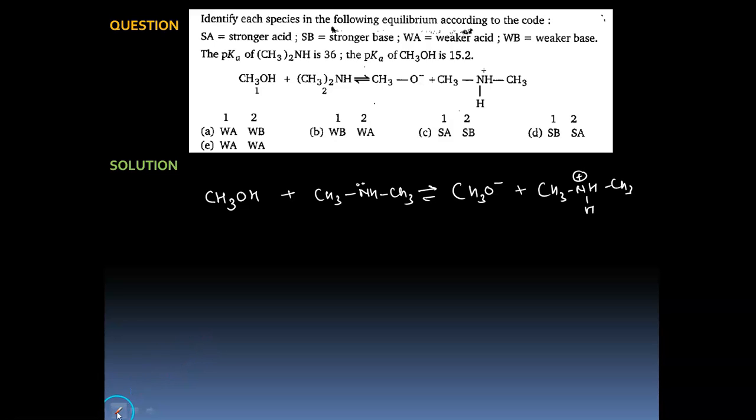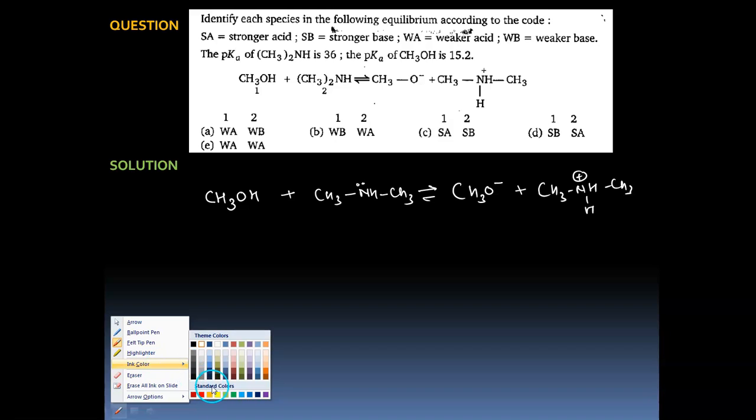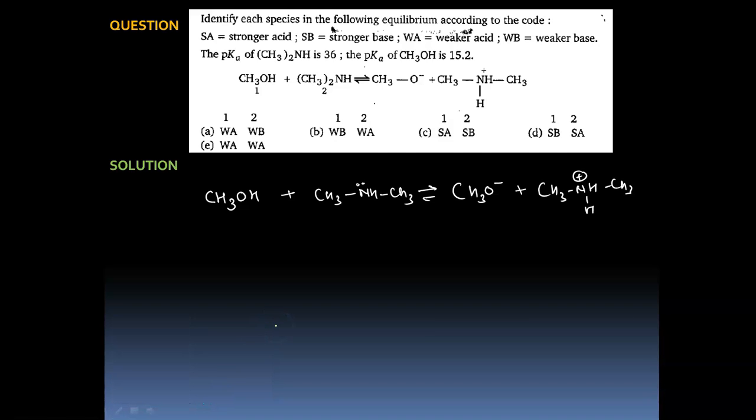Hello. Now this question is a very important question in general organic chemistry, and it deals with the important concept that for a reversible reaction the direction that is favored is where strong acid plus strong base react and they give us weak acid plus weak base. So we can see the reaction is favored from this side, left hand side, towards right hand side.